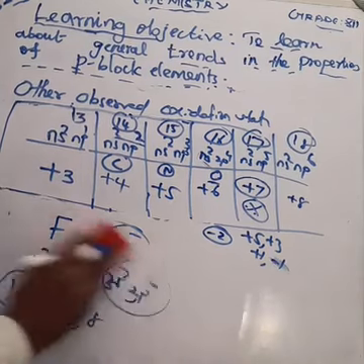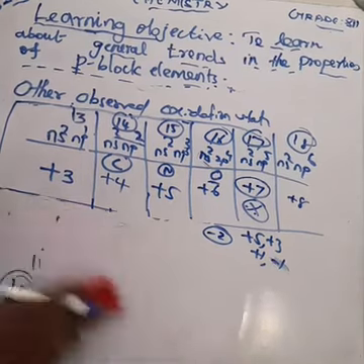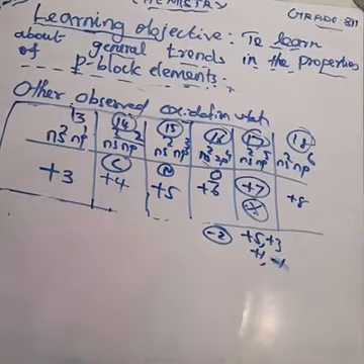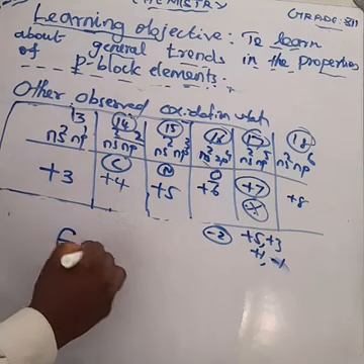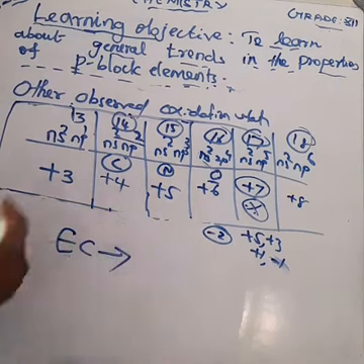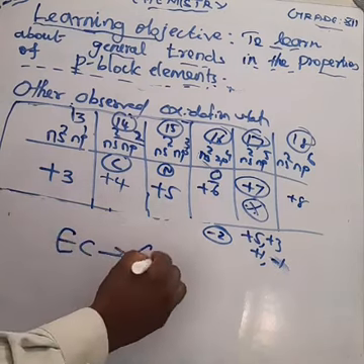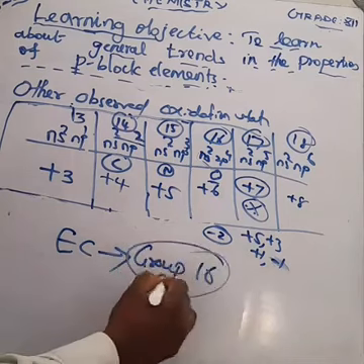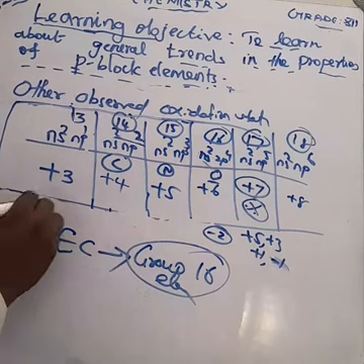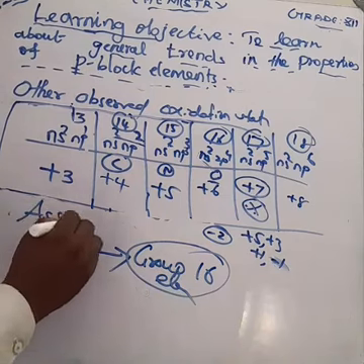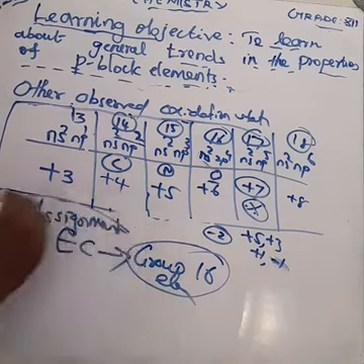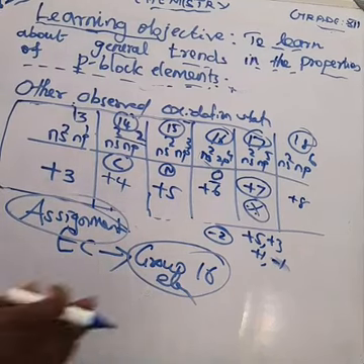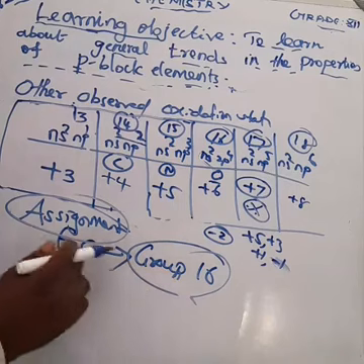Anyhow, my dear children, today our assignment: try to write the electronic configuration for the group number 16 elements, that is oxygen, sulfur, selenium, tellurium and polonium. Okay, this is the general question I am giving. Write the electronic configuration of group number 16.